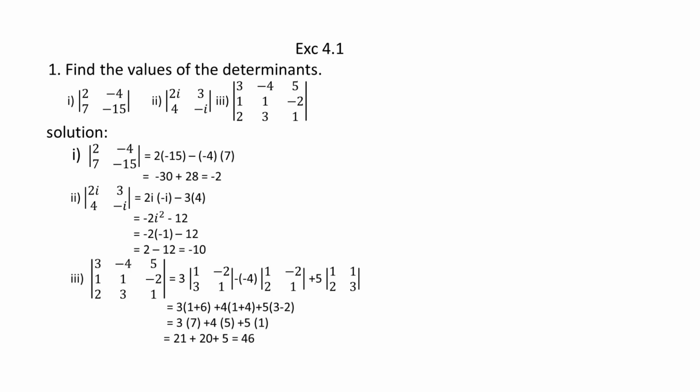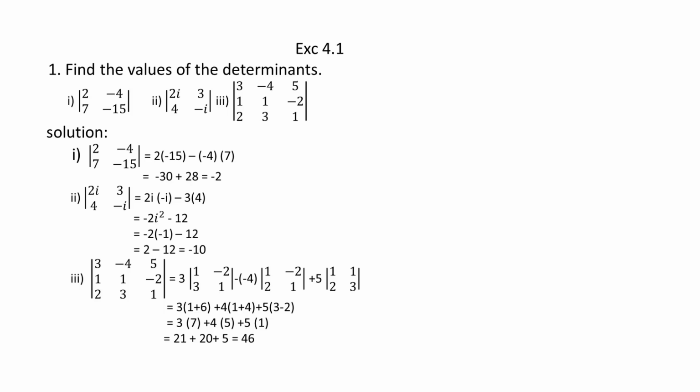Similarly, we have example number 2, which is also a determinant of order 2 cross 2. We have 2 rows and 2 columns in this determinant. Its first element is 2i and its position is 1 1. The first 1 indicates the position of row and the second 1 the position of column.